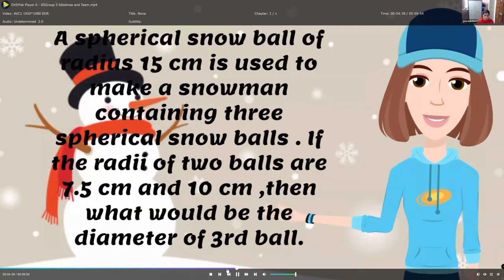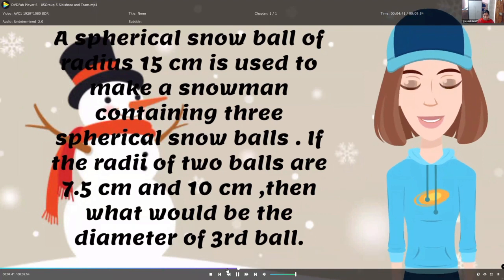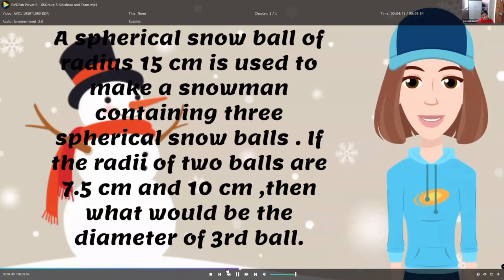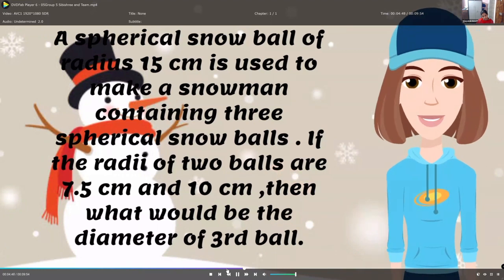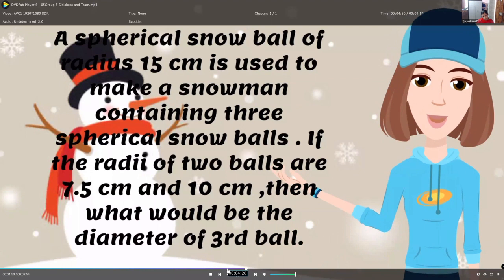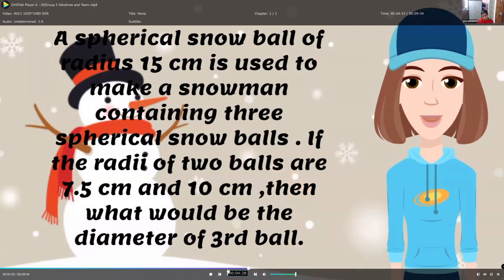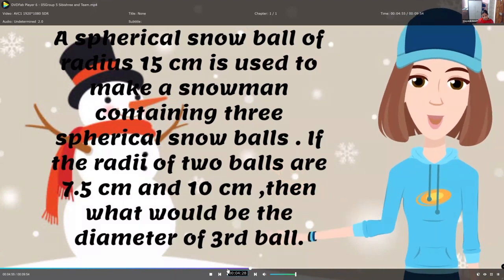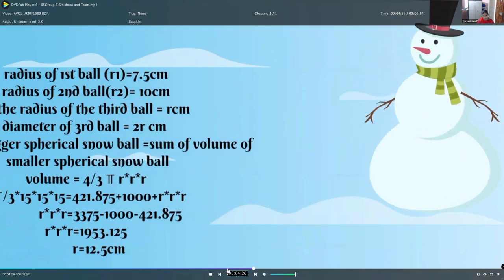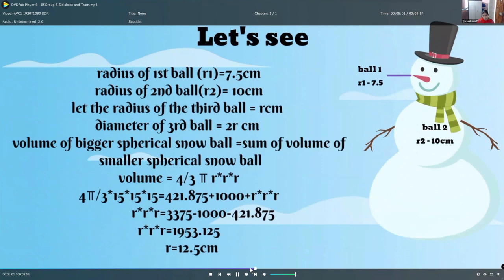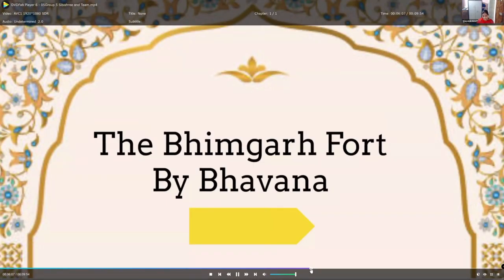A spherical snowball of radius 15 cm is used for making a snowman containing 3 spherical snowballs. If the radii of the 2 snowballs are 7.5 cm and 10 cm, find the diameter of the 3rd snowball. Let the radius of the 3rd ball be r cm and the diameter of the 3rd ball be 2r cm. The volume of the bigger spherical snowball is, so this is the working part. The next one.